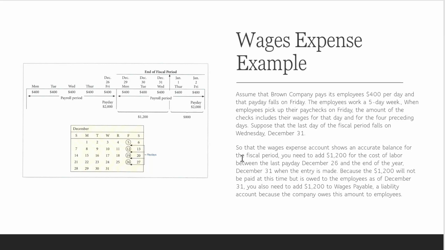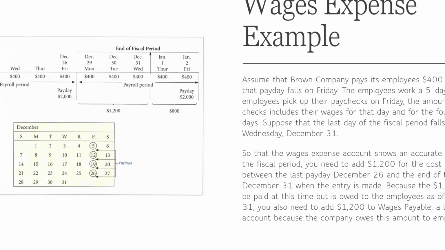Suppose the last day of the fiscal period falls on Wednesday, December 31st. Same example, but I'm giving you more concrete. The wages account shows an accurate balance for the fiscal period. In order to do that, you have to add $1,200 for the cost of labor between the last payday of December 26th and December 31st. So let me zoom in on this so you can see it a little better.